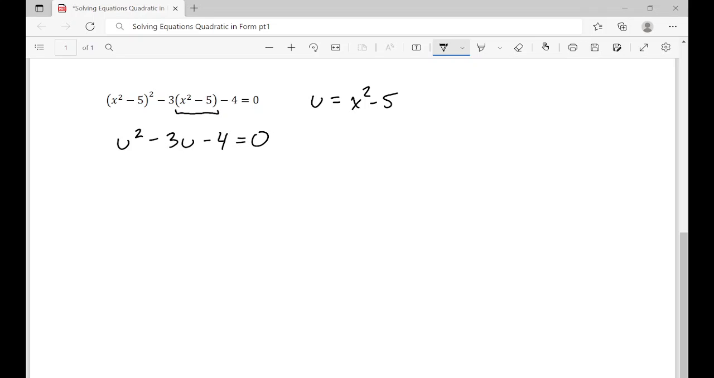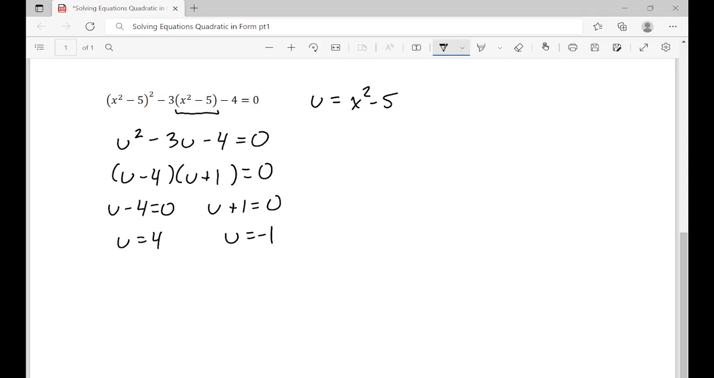And now I just solve. So again, I'm preferring to factor, so that's what I'm going to do. And my factors are going to be u minus 4 and u plus 1. And again, set each one individually equal to 0, and I'm going to end up getting u equals 4 and u equals -1. So again, I know what u is, but I had x's in my variable, so I need to replace it and solve for x. So that's what I'm going to do.